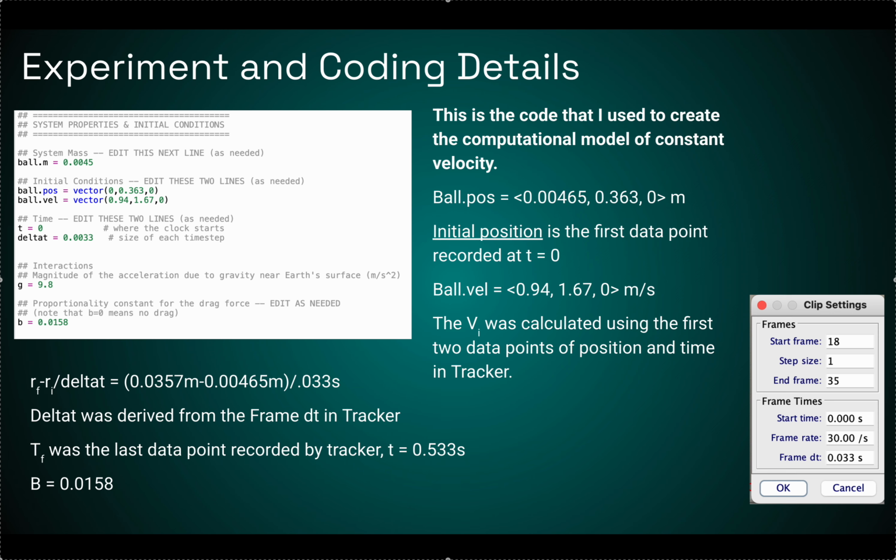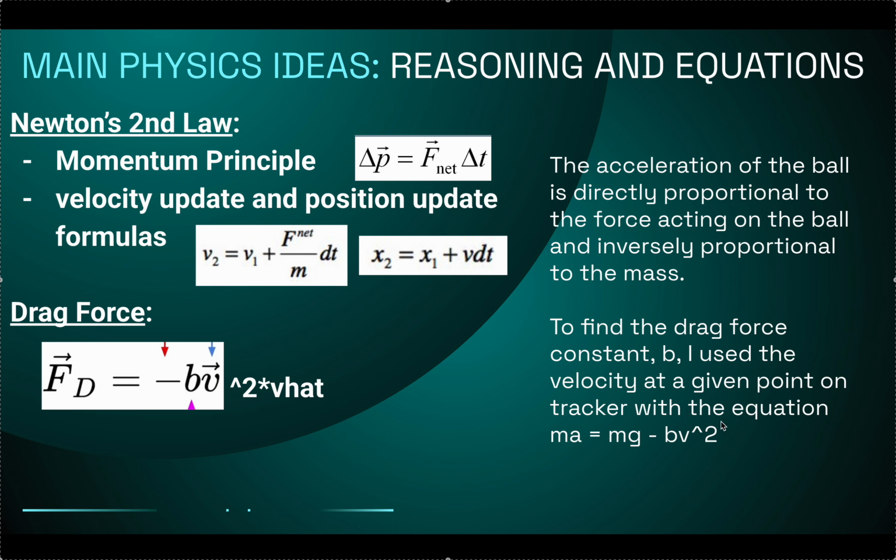These were the initial conditions set up in my GlowScript code. You can see that these are the first points on the Tracker data that I used. So my position was 0.363, and I omitted the x value because it was too small to be significant. And then I put the initial velocity in there as well. Delta t was found by using the frame rate, dt. And then I calculated b by the equation that I said previously, using the velocity of y, gravity, and ma to be 0.